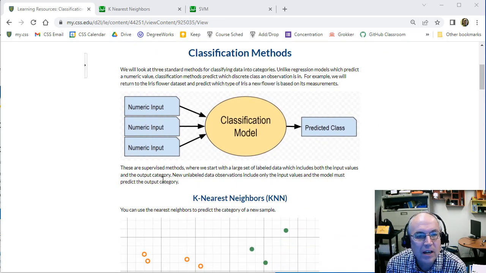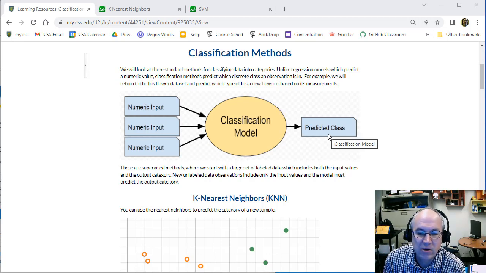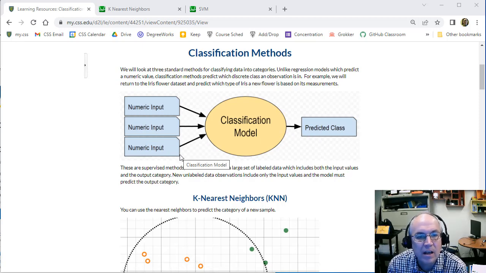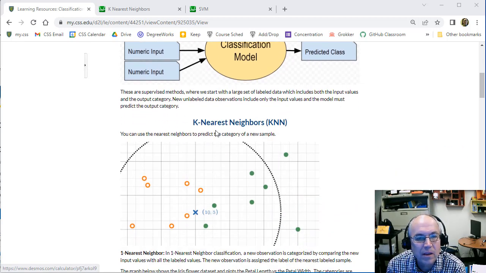These are supervised models in that we are given a whole set of data. We're given a bunch of examples with the inputs and the actual class, and our model learns or fits the model based on all this data. So the first method is nearest neighbor.